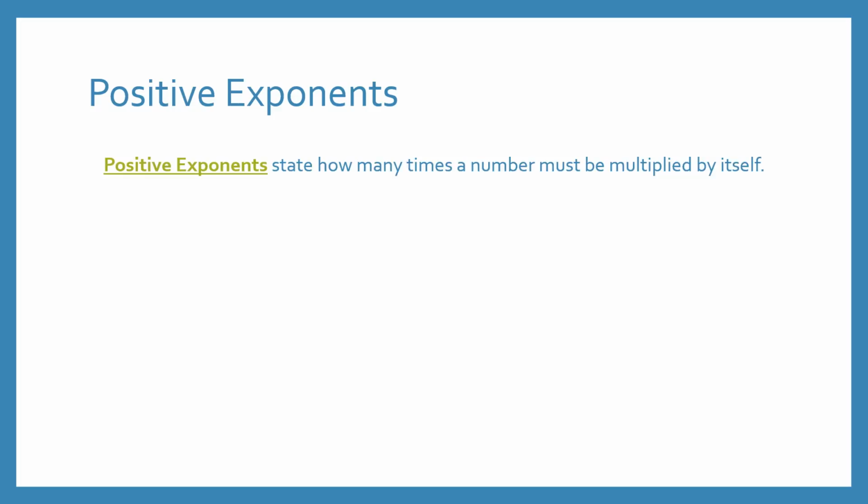Now think back to positive exponents. This states how many times a number must be multiplied by itself. For instance, if I had 5 to the third, that's telling me that 5 is being multiplied by itself 3 times. So 5 times 5 times 5. We can also look at another example, 3 to the fourth, and that tells us that the 3 is being multiplied by itself 4 times. So 3 times 3 times 3 times 3. So positive exponents are talking about multiplication.